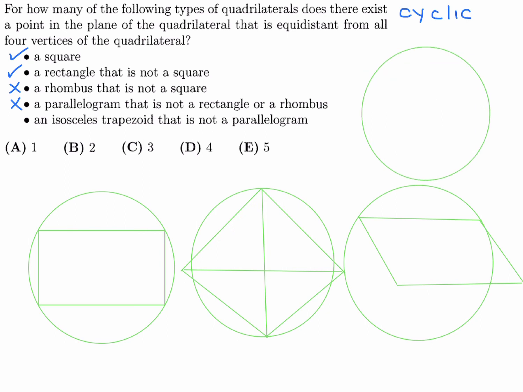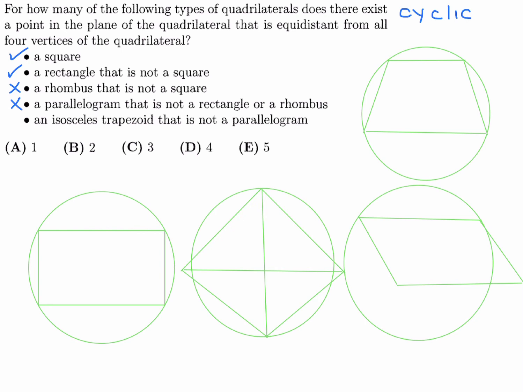Well, let's draw that over here. Isosceles trapezoid. Okay, so that basically means that two sides are the same. So let's make those two sides the same. And then here we go. Well, I fit it inside a circle.